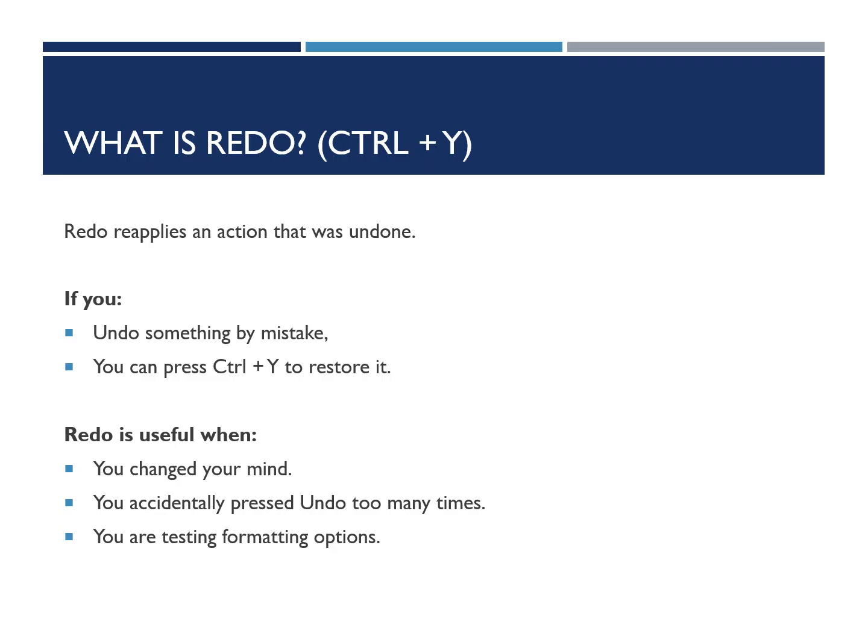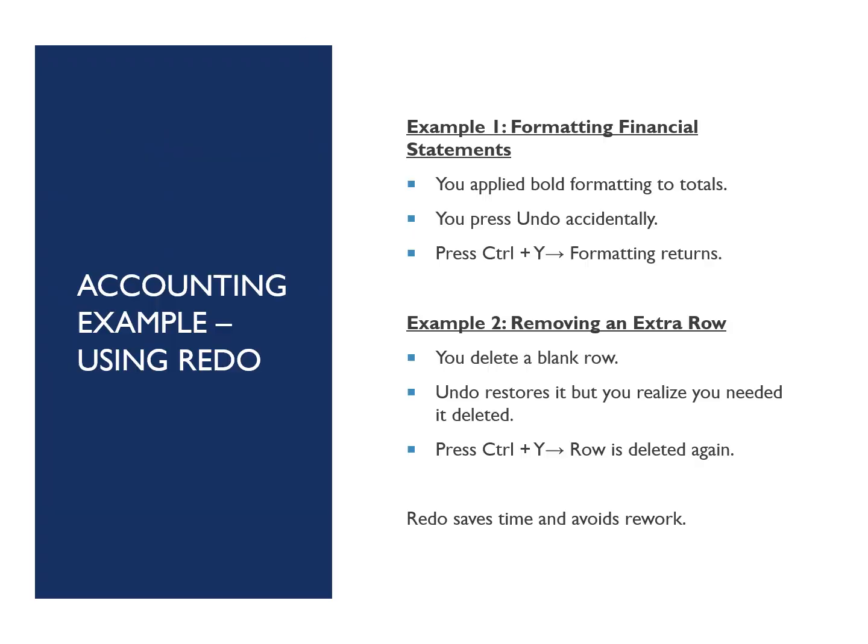Now let's talk about redo. Redo is Ctrl+Y. Redo reapplies an action that was undone. So let's say you pressed undo too many times or you changed your mind. Redo brings the action back. It's basically the opposite of undo. Undo goes backward and redo goes forward again. This is very useful when you are experimenting with formatting or reviewing adjustments.